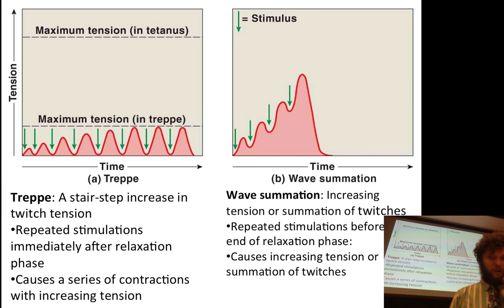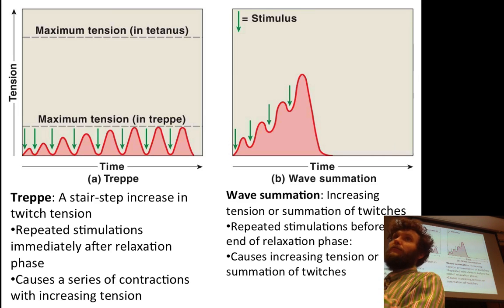All right, so first a few definitions. Treppe, T-R-E-P-P-E, treppe, is a stair-step increase in the twitch tension. So a twitch is a single contraction cycle for a muscle fiber. A twitch is a single muscle contraction cycle. Stimulation, contraction, acetylcholine goes away, relaxation. That's a twitch in one muscle fiber.